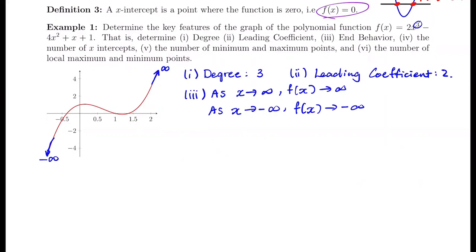Okay, so part 4, we want to determine the number of x-intercepts based on the graph that is given. So let's have a look at the graph. We see here that the x-intercepts are where f of x is equal to 0. And we see that 1, 2, and 3 points is where the function is equal to 0. So that means there are going to be 3 x-intercepts.